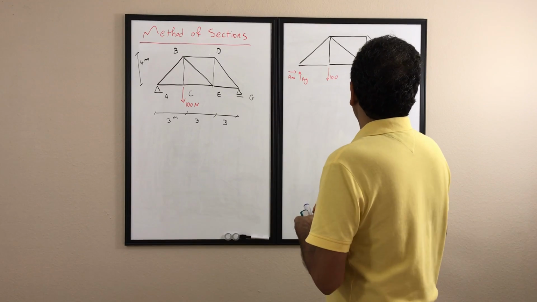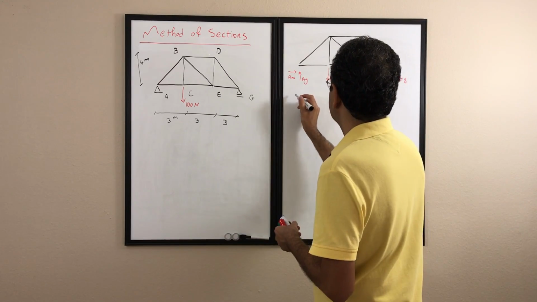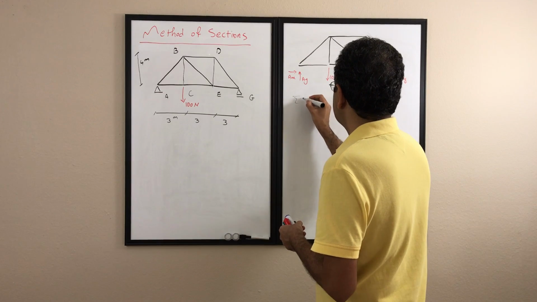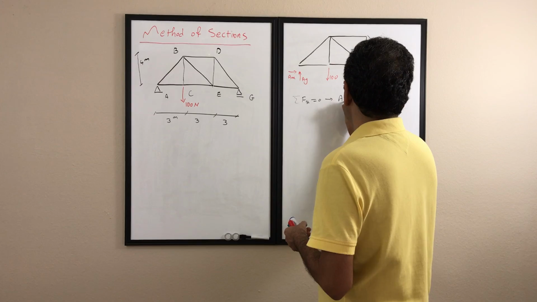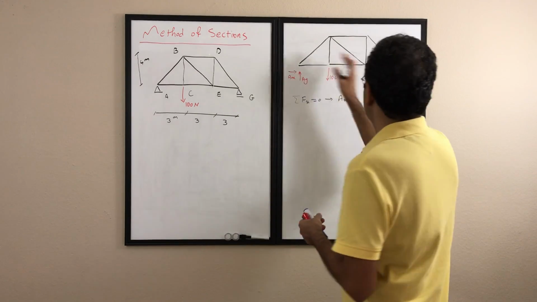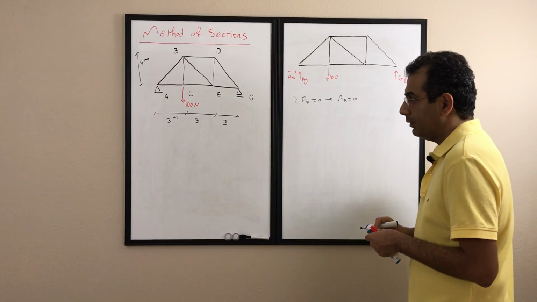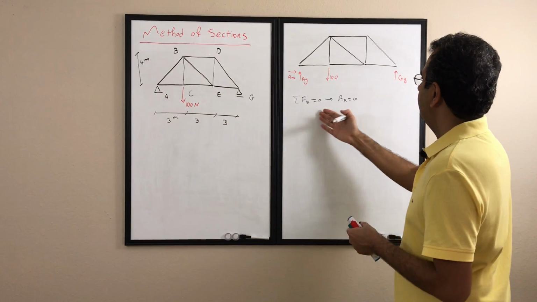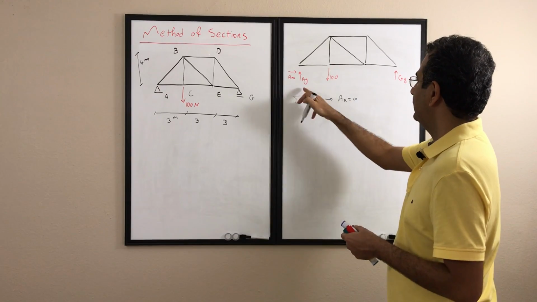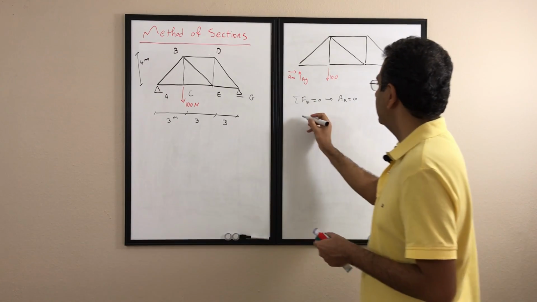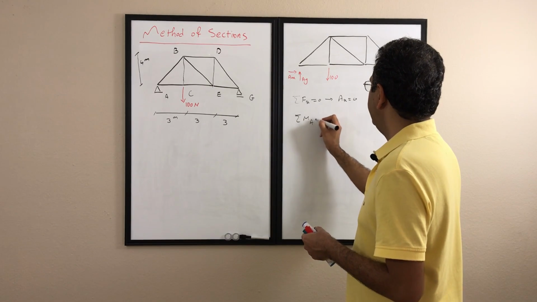If I go ahead and write sigma Fx is 0, it gives me AX is 0, because we don't have any forces in the x direction, so AX is going to be 0. Then if I write sigma Fy is 0, I'm not going to get anything because I have two unknowns, so I'm going to write sigma M about point A is 0.